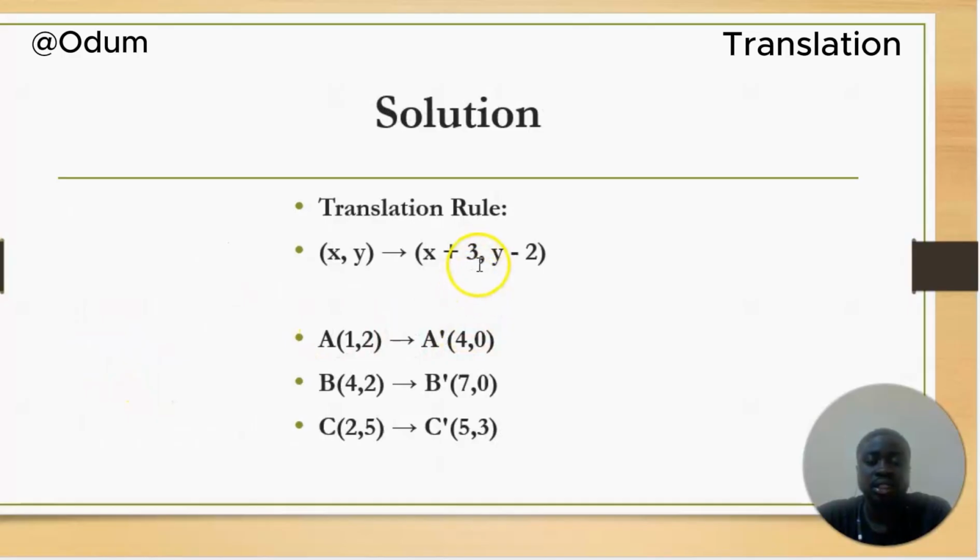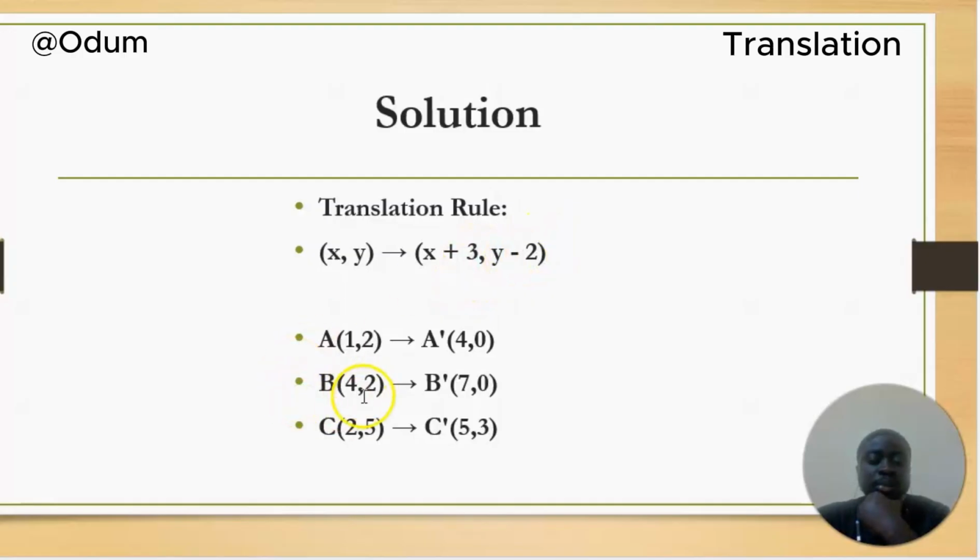So these are the translation: this is the A and this is the B. The A is 3 and the B is negative 2. Wherever you see x, consider the first point (1, 2): x will be 1, then y will be 2. So 1 plus 3 gives you 4, then 2 minus 2 gives us 0. So we have the image for this point after translating it using the translation vector (3, -2).